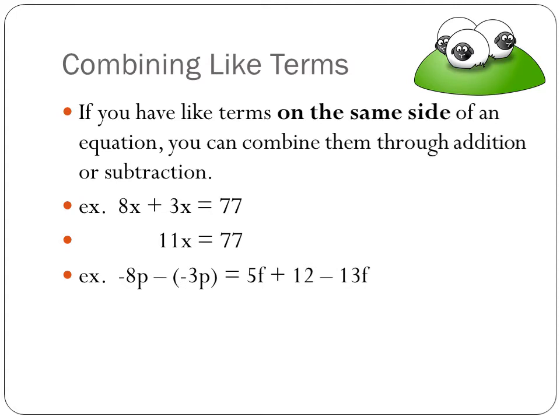Example, negative 8p minus negative 3p is equal to 5f plus 12 minus 13f. Well, I can combine the negative 8p and the negative 3p on the left side, and then I can combine the 5f and the negative 13f on the right side, which would give me negative 5p is equal to negative 8f plus 12. And then what kind of equation do I have to solve there?